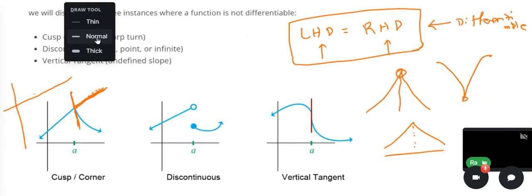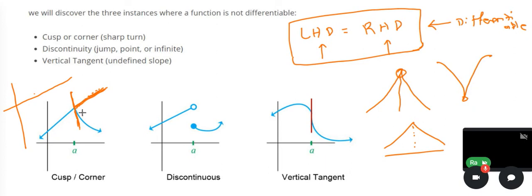So the reason for this one is the slopes of the tangents are not equal, and for this graph it is definitely not continuous. We have a jump over here, from here to here. If we start from x in this direction, it is a jump discontinuity, so it is definitely discontinuous, and hence it is not differentiable. Discontinuity means jump, point, or infinite. Any type of discontinuity is not differentiable.